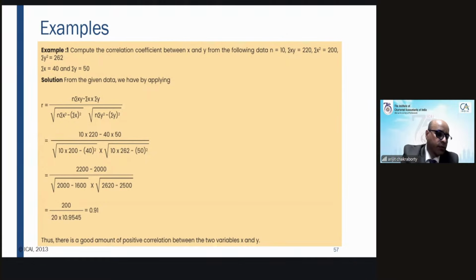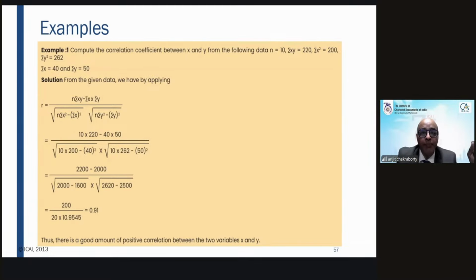Lastly, in the last few minutes, we look at some examples from the previous years' exams and also MTP mock test papers. Compute the correlation coefficient between X and Y from the following data. We can see here N is given, sigma XY given, sigma X square given. So the simple formula is N sigma XY minus sigma X into sigma Y divided by the standard deviation formula for X and Y, which comes to 0.91. This is nothing but the Karl Pearson product moment formula, formula number 1.